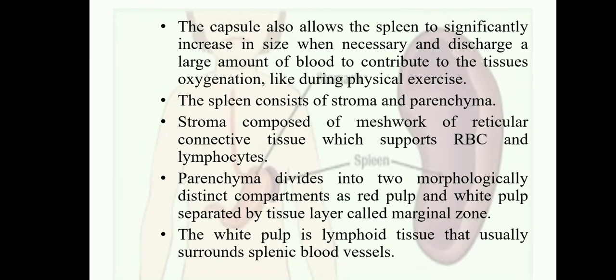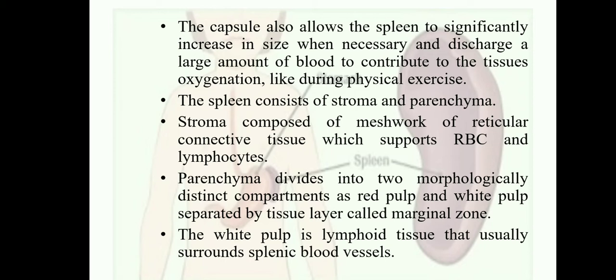The capsule also allows the spleen to increase significantly in size whenever necessary, and at the time of discharge of the blood there is again a reduction in the size of the spleen. Now the major parts within the spleen consist of the stroma and the parenchyma. The stroma of the spleen specifically consists of a meshwork of reticular connective tissue, that is, the stromal cells. These contain the reticular connective tissue, which is responsible for supporting the red blood cells and the lymphocytes.